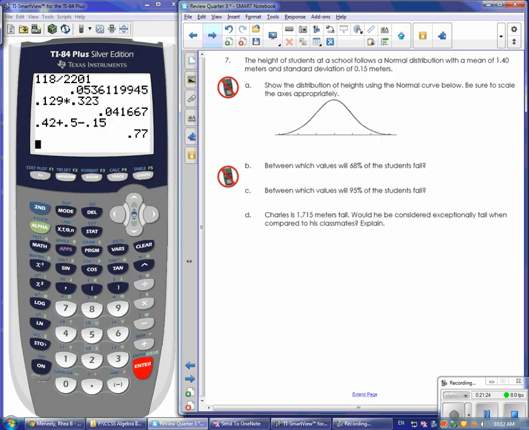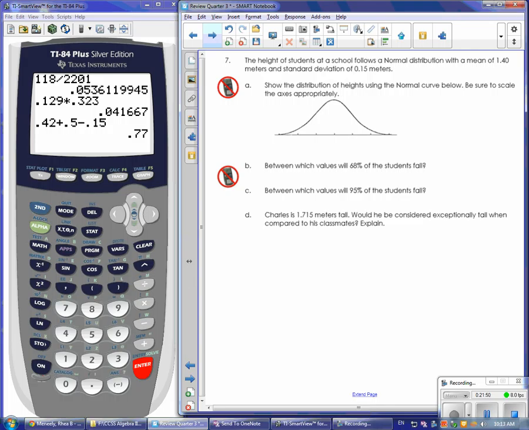Okay. All right, and number 7, this is another one that is a non-calculator question, but you are going to have to do some math. So it says in number 7 that the height of students at a school follows a normal distribution with a mean of 1.4 meters and a standard deviation of 0.15 meters. It says to show the distribution of heights using the normal curve below, and then be sure to scale the axis appropriately. So remember, our mean is in the middle.